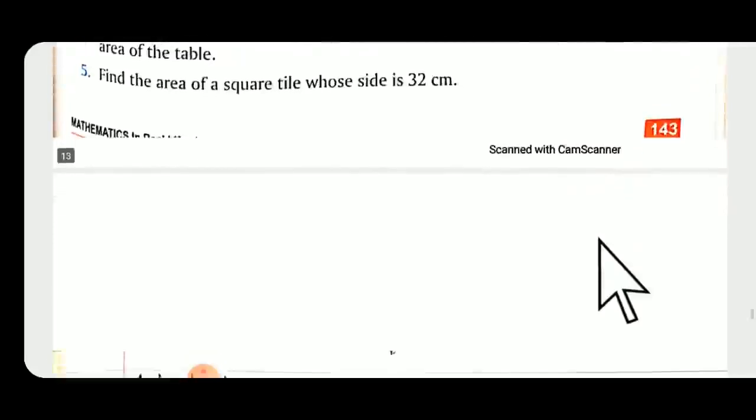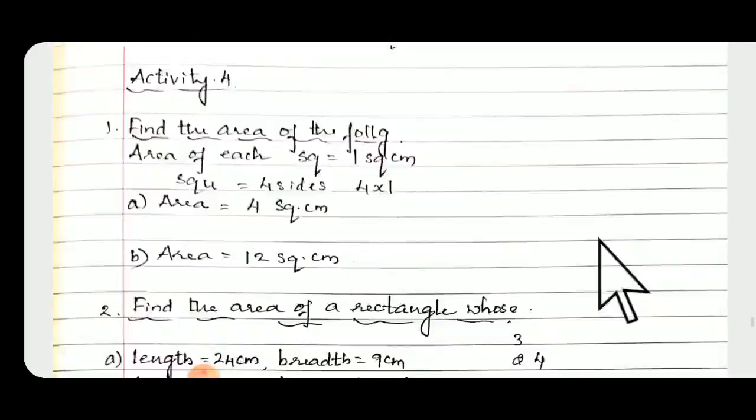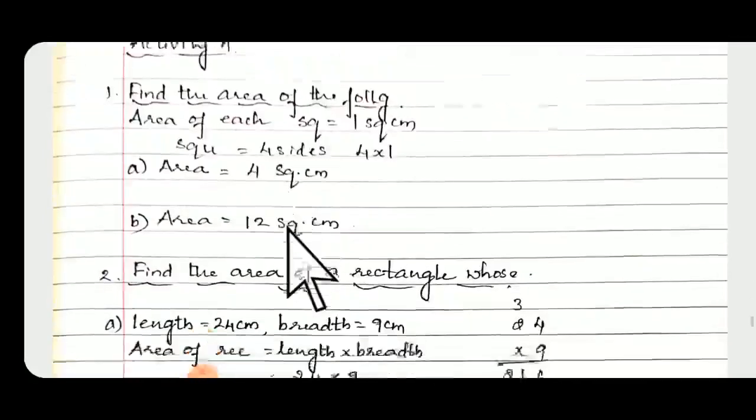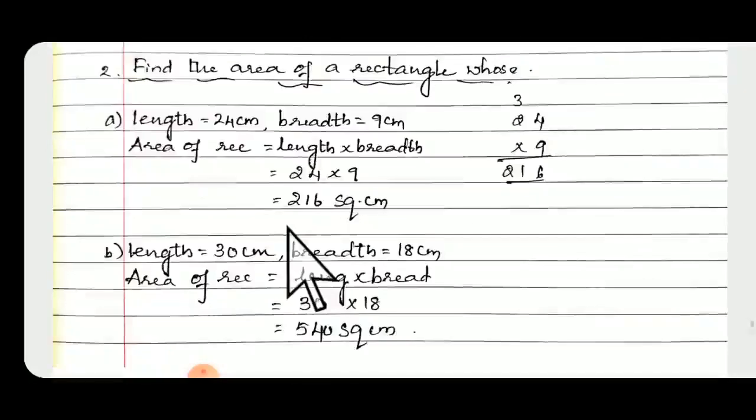Remaining questions, I have done in the notebook. See, activity 4. Find the area of the following. 1 square is equal to 1 square centimeter. 4 boxes were given. That means 4 into 1. That will be 4 square centimeters. B is done. Then question number 2.